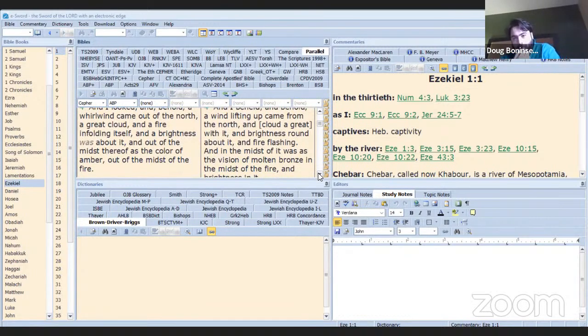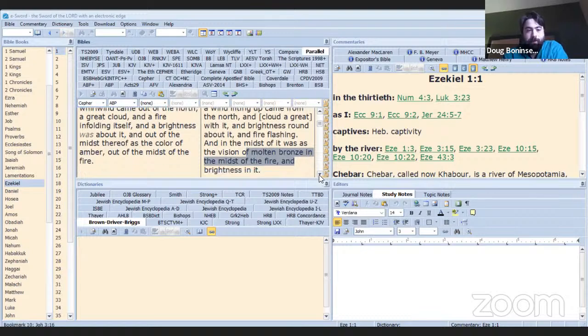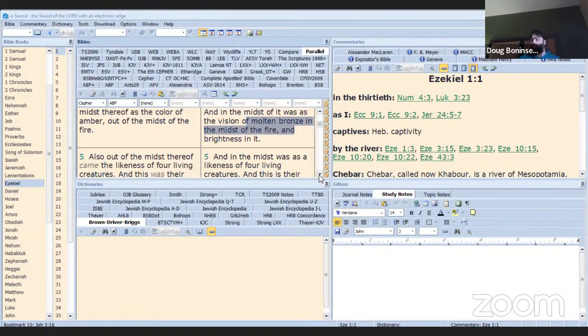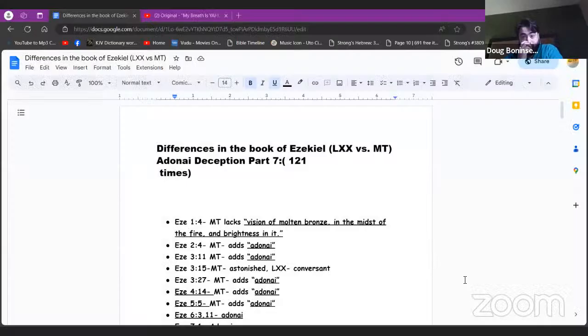Yeah, okay. So the Apostolic Bible Polyglot is where I got that note from. Okay, yeah. So this translation of the Septuagint also has an extra phrase here. It says, "and in the midst of it, as it was a vision of molten bronze in the midst of the fire, and the brightness in it." Now, the Masoretic does not have molten bronze, so they leave that out for whatever reason. So that's the first difference we have: in Ezekiel 1:4, the LXX, or a version of the LXX, has molten bronze.